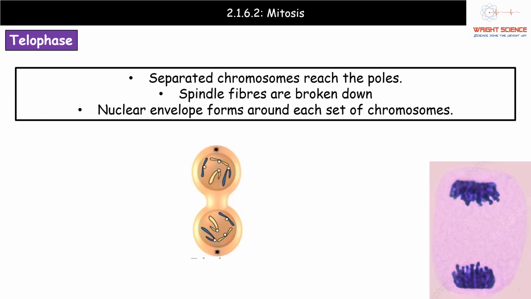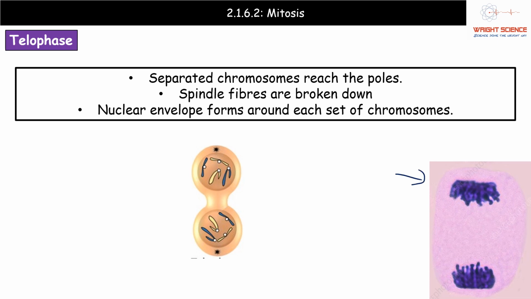We then enter telophase, and this is where we've got our separated chromosomes reaching the poles. So they're at their end destination. The spindle fibres are going to be broken down because they've done their job. And we then get a new nuclear envelope reforming around each of those two sets of chromosomes.